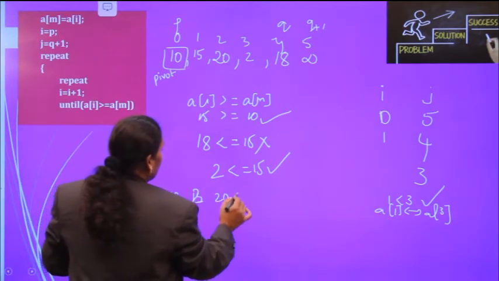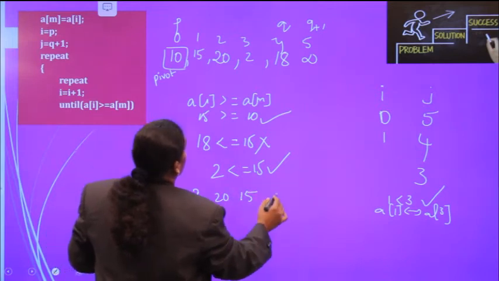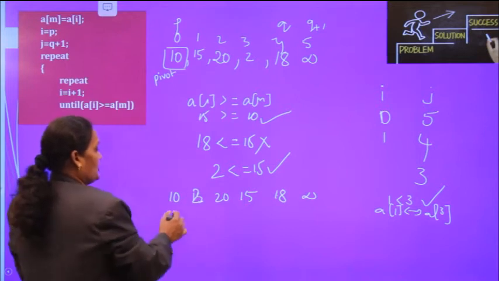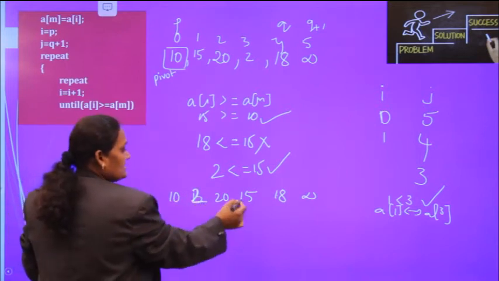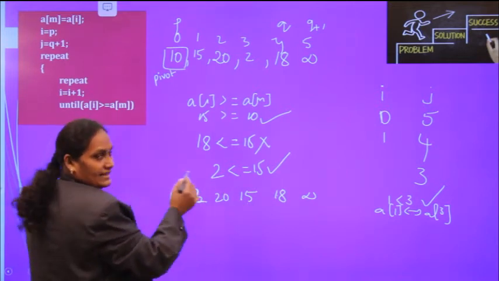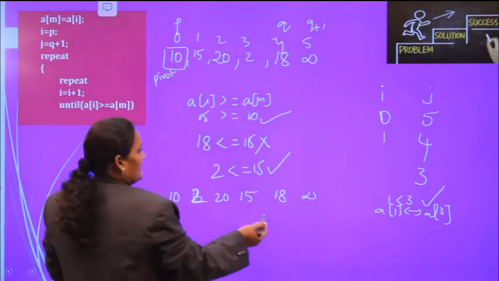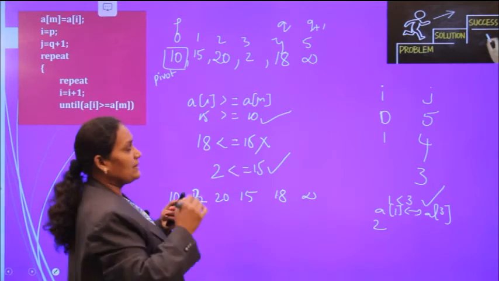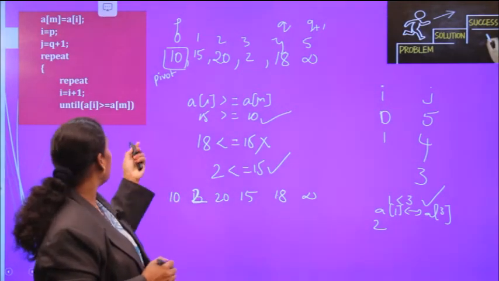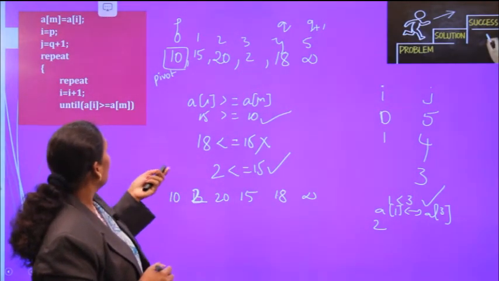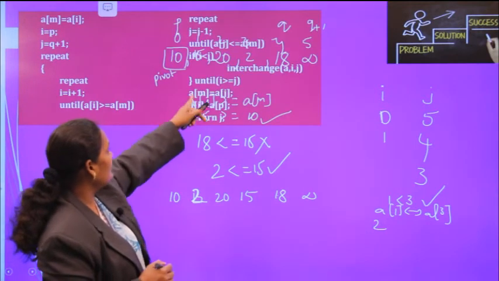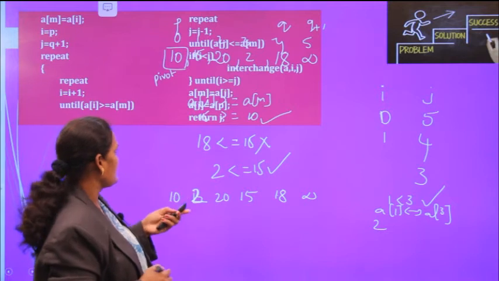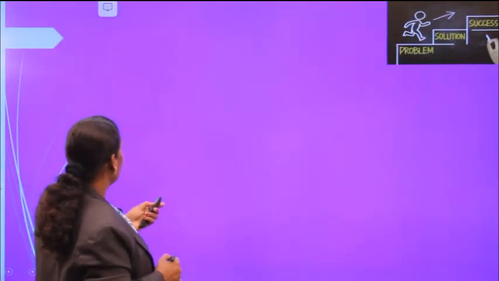To 20, 15, 18 and infinity. Like that you will get. Here 2 comes, here 15 comes. These two are interchanged. So here, after that again I am incrementing I value. This process is to be repeated until you get I greater than or equal to j. Let us see here. Until you get I greater than or equal to j, you need to repeat the process.